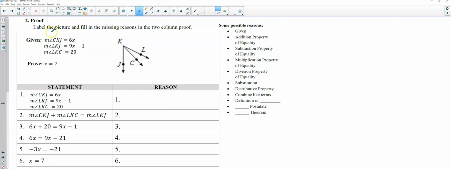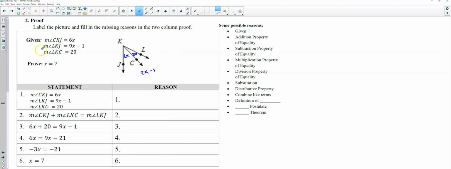Okay, proof. Label the picture and fill in the missing reasons in the 2-column proof. Okay, so given that the measurement of CKJ is 6x and LKJ, this whole thing up here, is 9x minus 1. That's the whole thing. And then LKC, this is 20. Okay, prove that x equals 7.